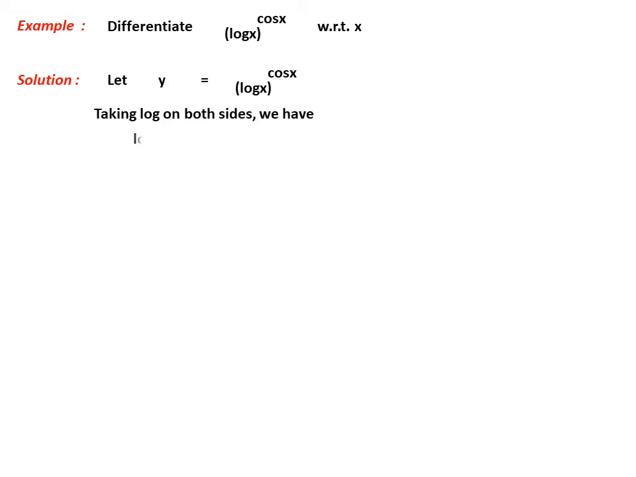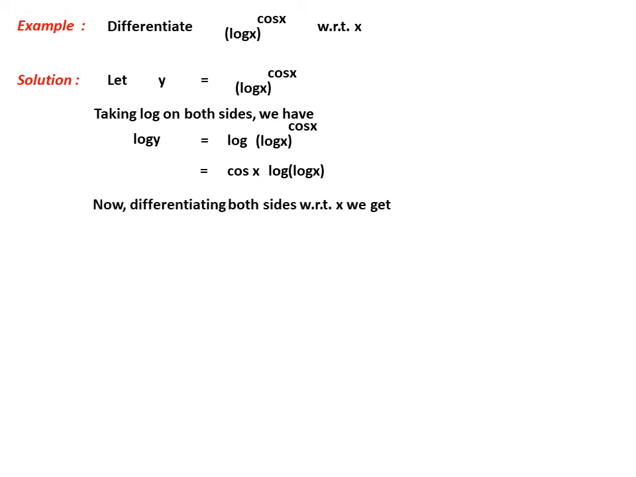Next example, differentiate log x to the power cos x with respect to x. So let y equal to the same thing, log x to the power cos x. So taking log on both sides, log y will be equal to log of (log x) to the power cos x. So this can be written as cos x into log log x. So as before, differentiate with respect to x.